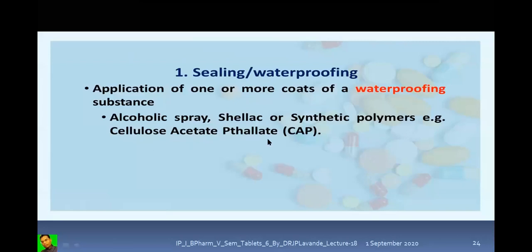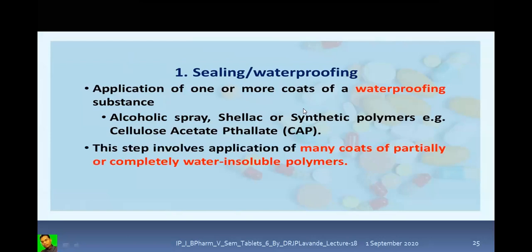Just keep in mind that the phthalates are not most of the time used because they are associated with carcinogenic properties. So when we need to go for this, we should find some alternative. Instead of using the phthalates, we should use some other kind of polymers in order to make the sealing or waterproofing coat of the tablets.